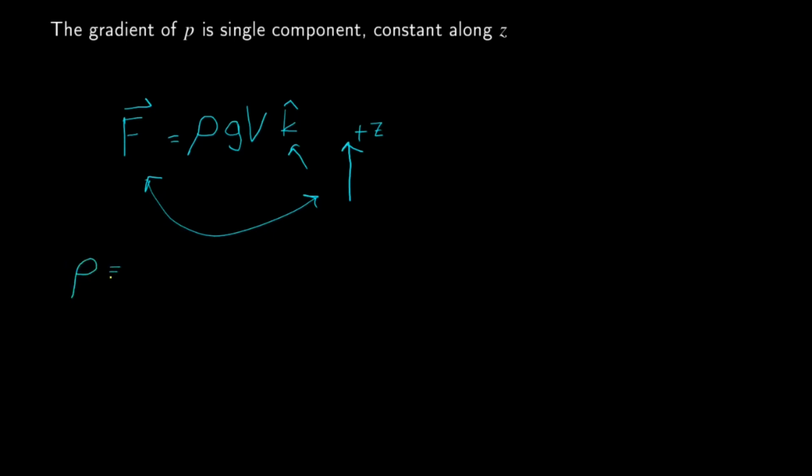Now just a quick demonstration why this is weight. Since density is defined by mass over volume, then M is simply rho V. Now if you multiply by g, mg, then you get the weight. So that's it.